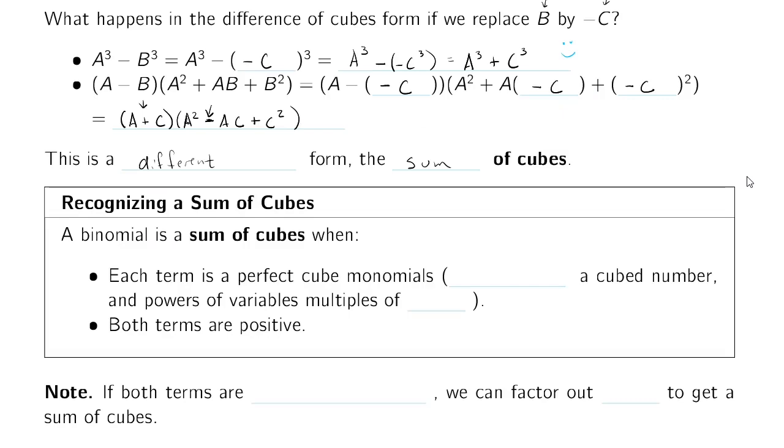So how do we recognize a sum of cubes? Well, the coefficients of each term will be perfect cube numbers. The powers of variables are multiples of 3. So each term is a perfect cube monomial. And then both terms are positive. Of course, if we have two perfect cube monomials and they're both negative, we can factor out -1, and then we'll have a sum of cubes. So both positive is a sum of cubes, both negative, actually a sum of cubes in disguise.